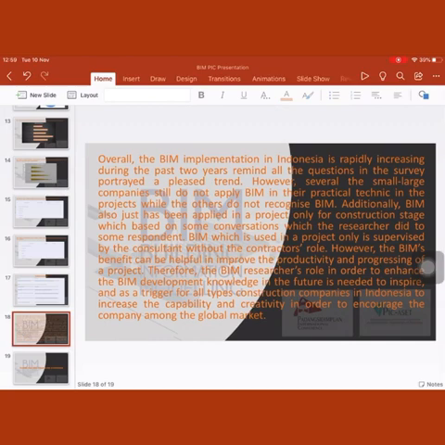Additionally, BIM has been applied in a project only for the construction stage, based on some conversations the researcher had with some respondents. BIM in a project is only supervised by the consultant without the contractor's role. However, BIM's benefit can be helpful in improving the productivity and progress of a project. Therefore, the BIM researcher's role in enhancing BIM development knowledge in the future needs to inspire, and be a trigger for all types of construction companies in Indonesia to increase capability and creativity in order to encourage the company among the global market.